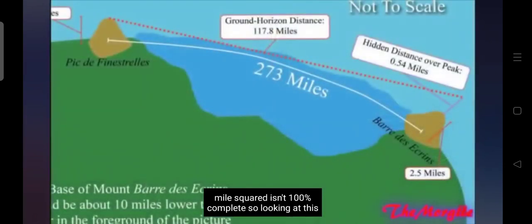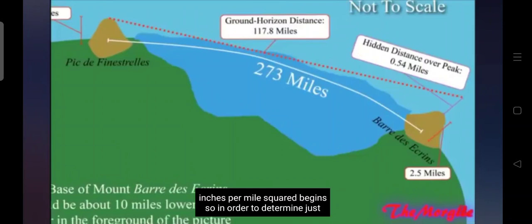Now, the hip pocket calculation of 8 inches per mile squared isn't 100% complete. So looking at this diagram here, the expected curvature rate begins at the point where your line of sight becomes tangent to the alleged curve of the Earth, in theory. So the observer, starting from left to right, standing at the top of the mountain on the left, assuming the Earth to be a ball, his line of sight is going to become tangent to the curve of the Earth, hypothetically, at the horizon, and at that point, the 8 inches per mile squared begins.